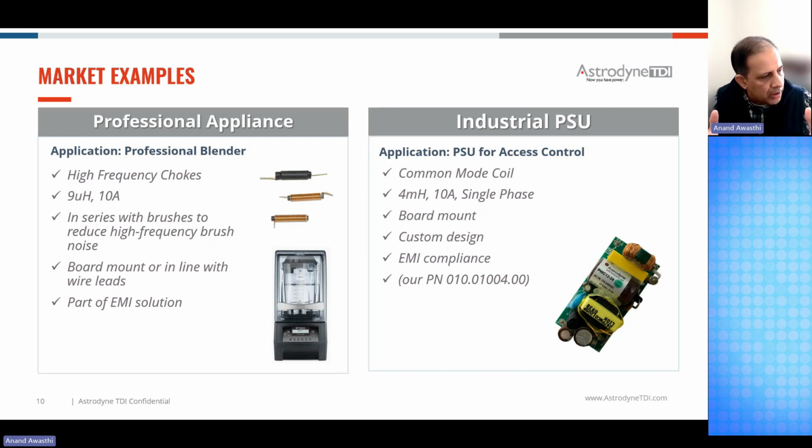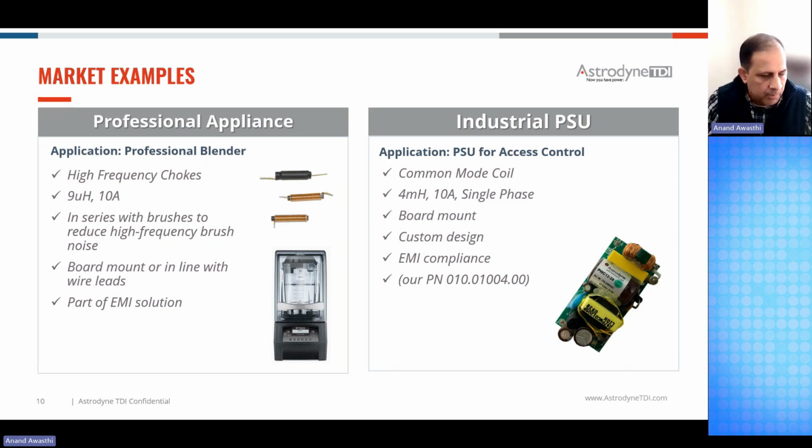And it allowed us to suppress the noise coming from the brush and allowed them to pass both conducted and disturbance power requirements. In the future model, these chokes were put on the PC board, and they were still as effective as putting them in line with the brushes.